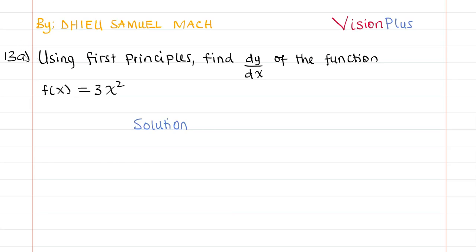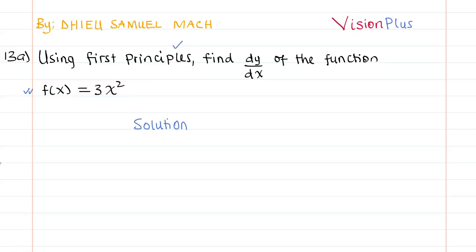Number 13a, using first principles, find dy dx of the function f of x equals 3x squared. This is a number from differentiation, and we need to find the derivative of this function, f of x equals 3x squared, using strictly first principles.